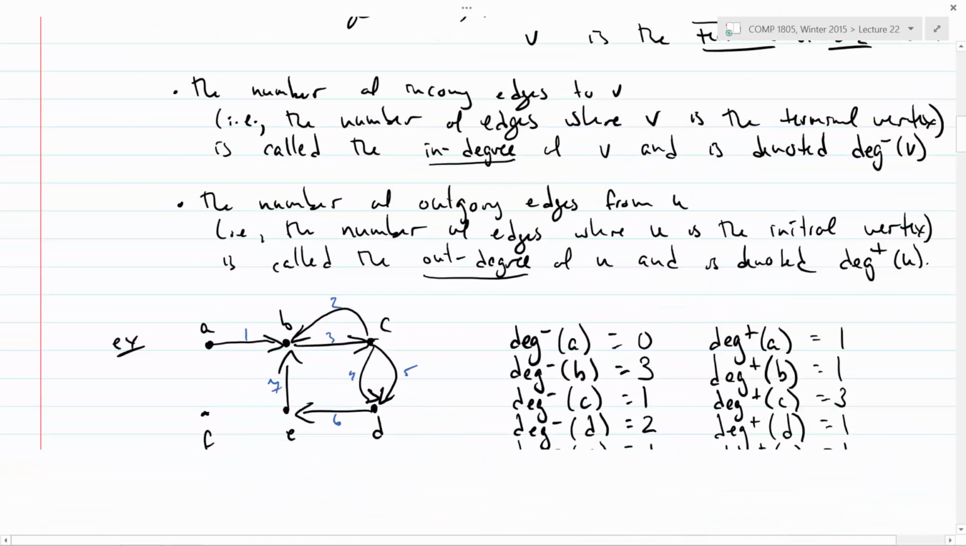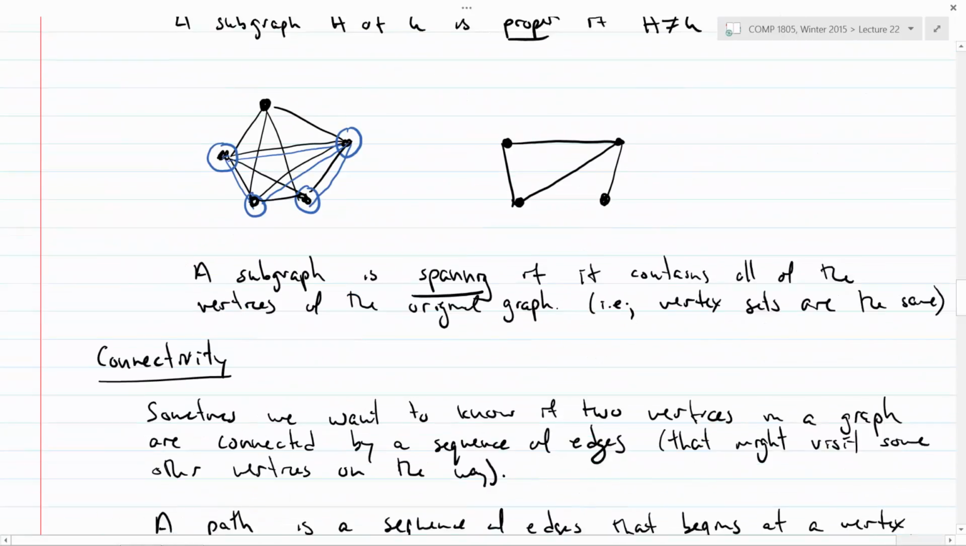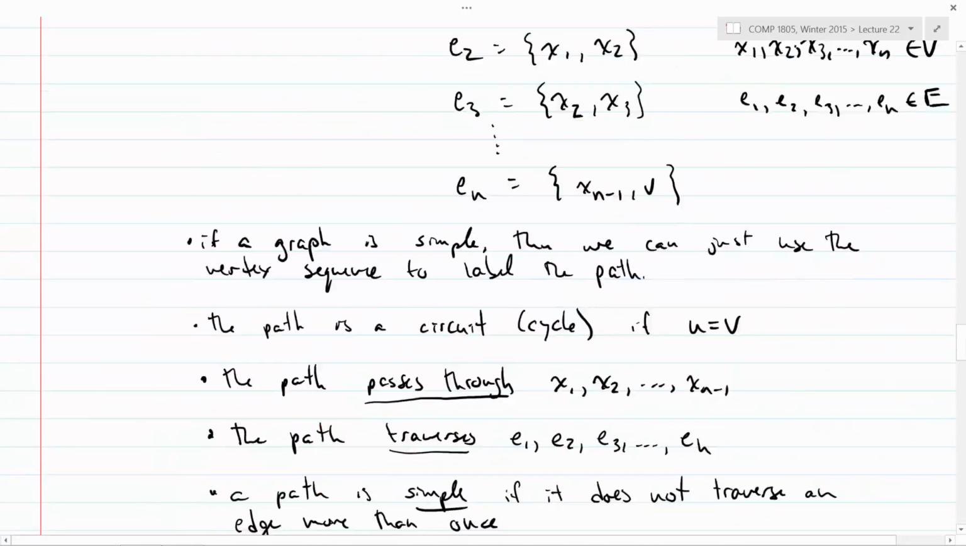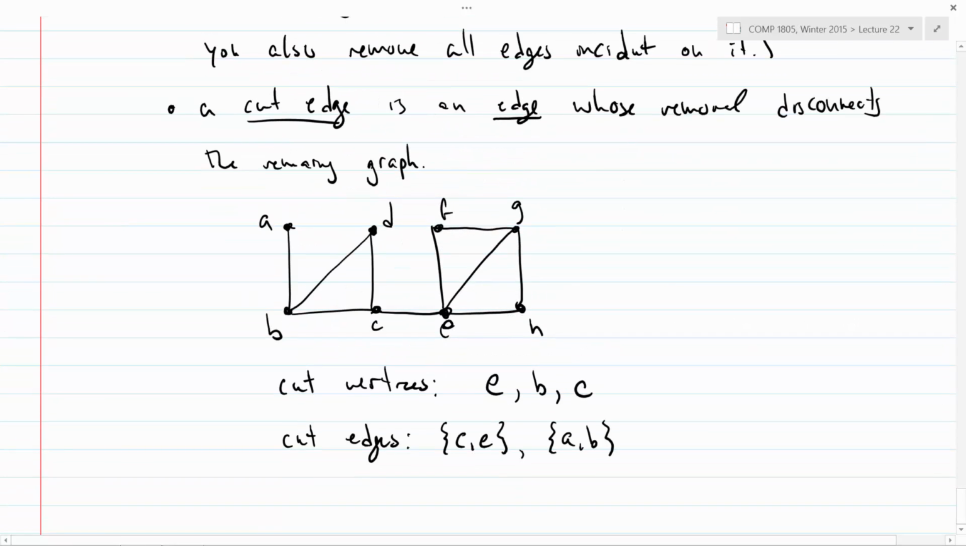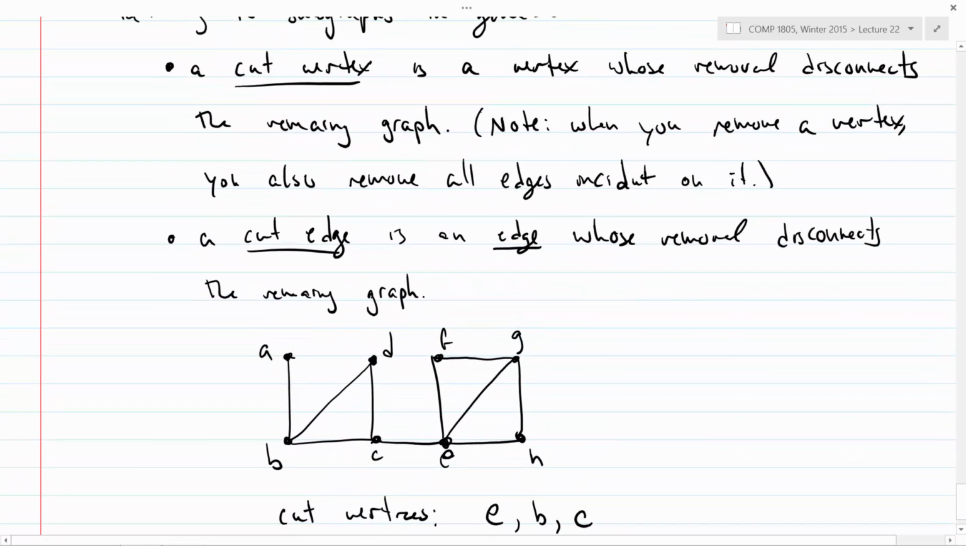All right, so let's jump back in. Last time we started talking about adjacency and degree, talked about some special graphs, subgraphs, connectivity, and the last thing we talked about were these cut vertices and cut edges. So remember, a cut vertex is a vertex such that if you remove it and all of the edges incident on it, then the graph becomes disconnected.